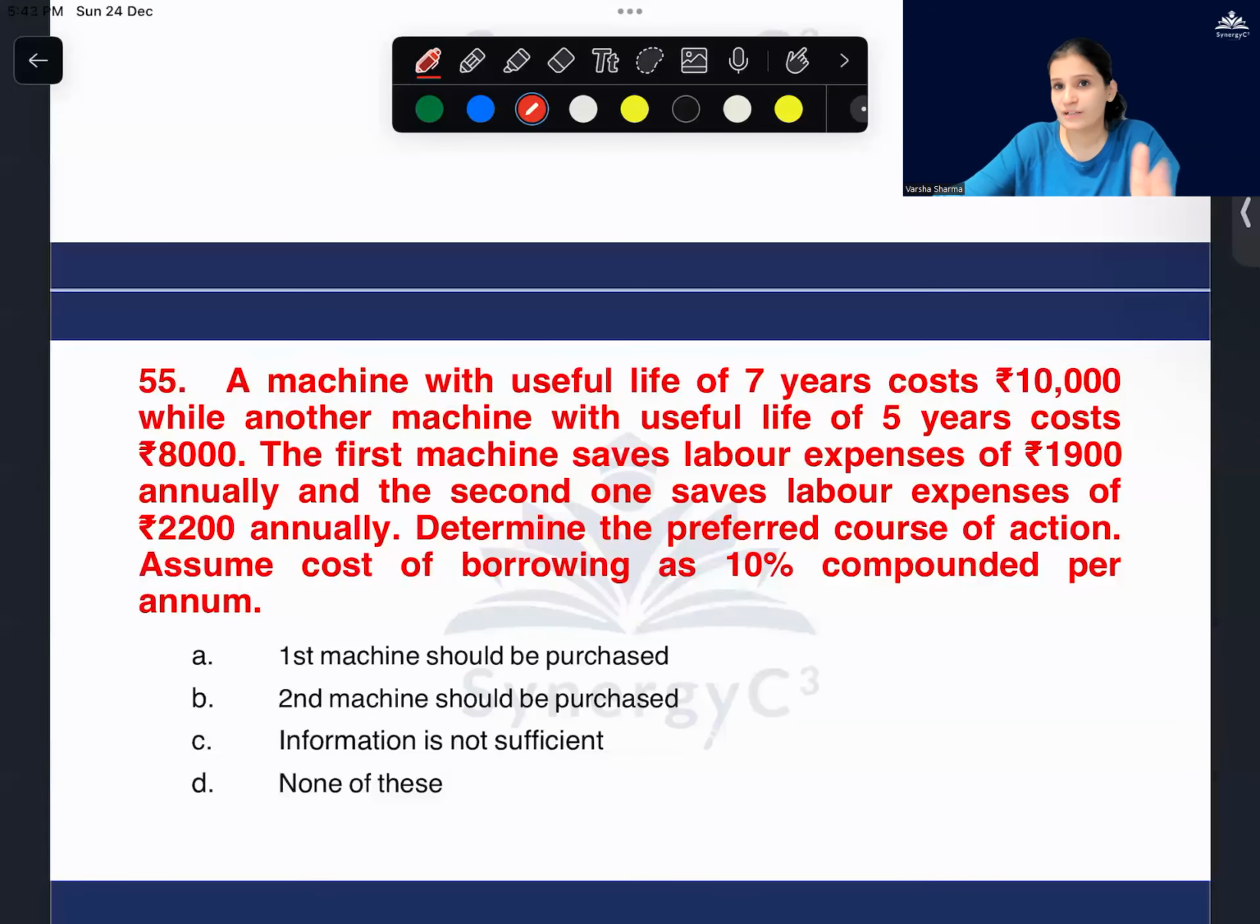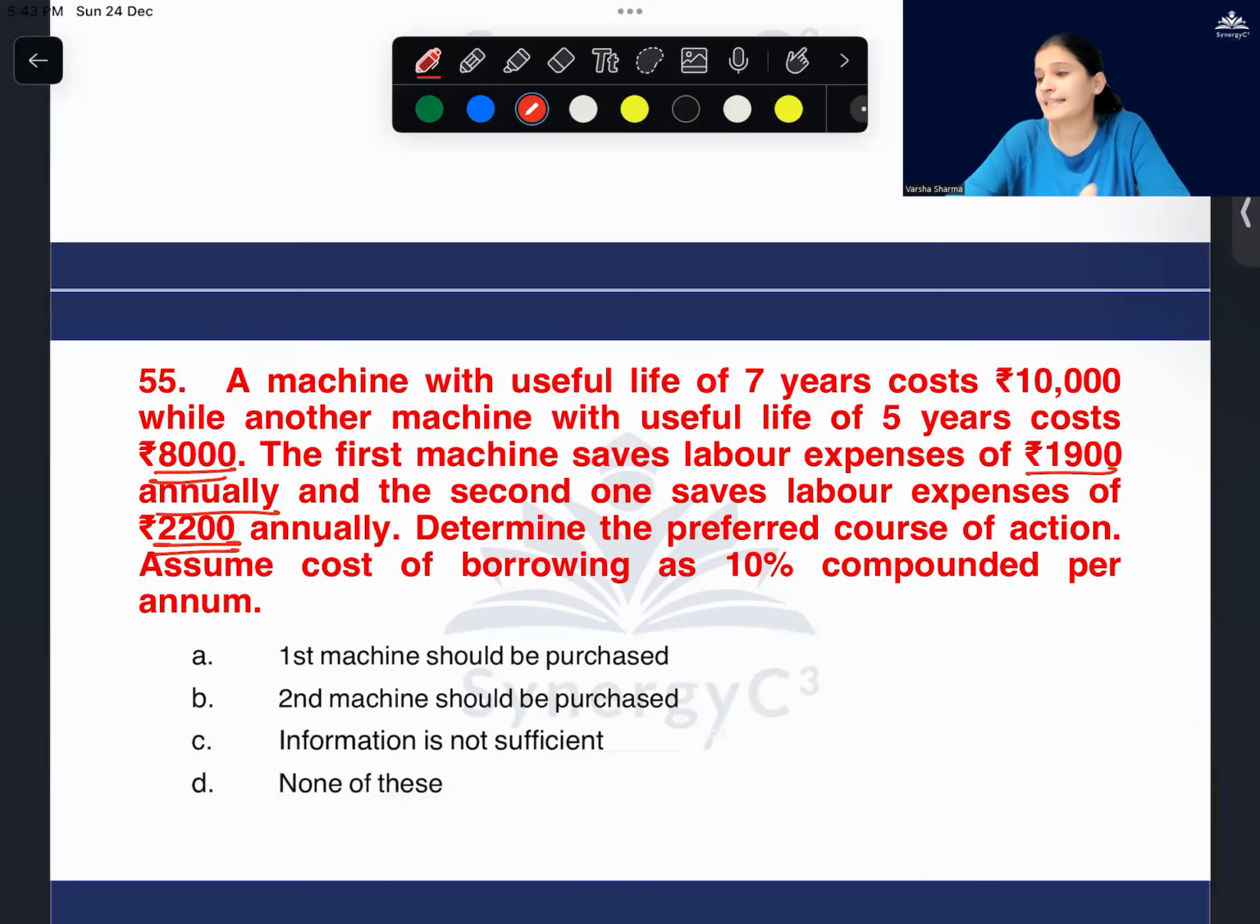There are two types of machine. First machine is costing 10,000 and it is reducing my expense by 1,900 annually for a period of 5 years at 10%. And the second machine which I'm thinking is going to cost me 8,000, and that machine is going to reduce my cost by 2,200 annually. Same rate, same time period. So which machine should I buy? The first one or the second one?